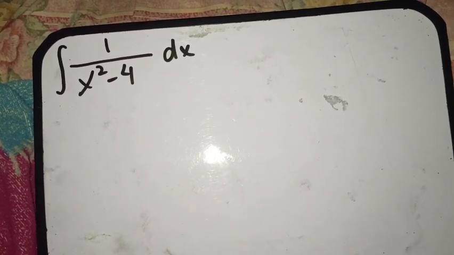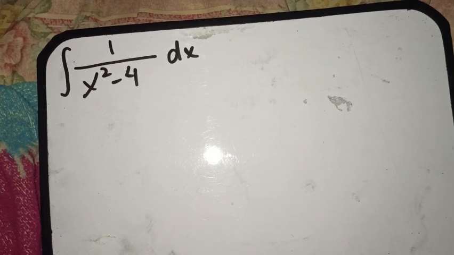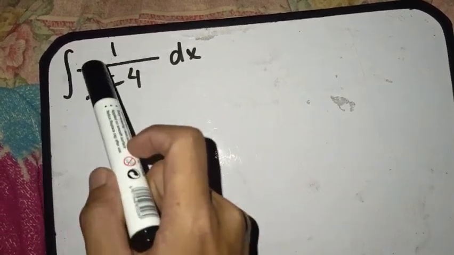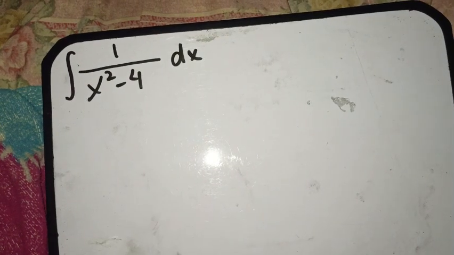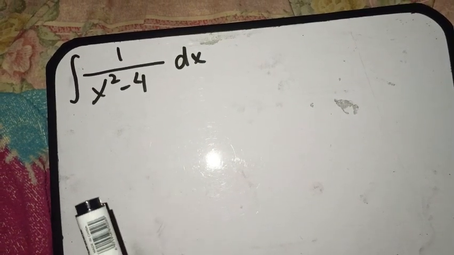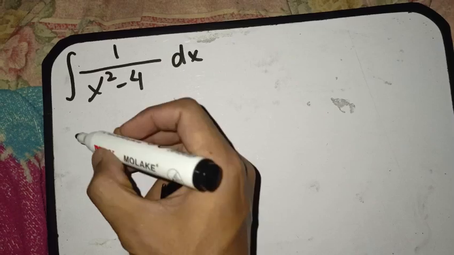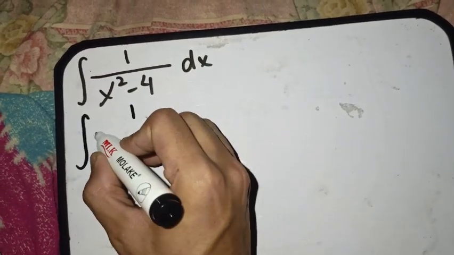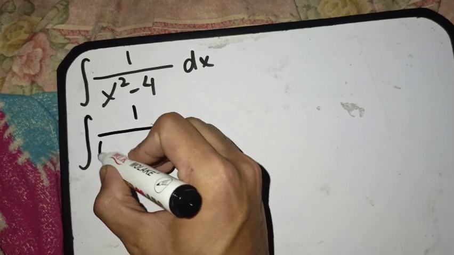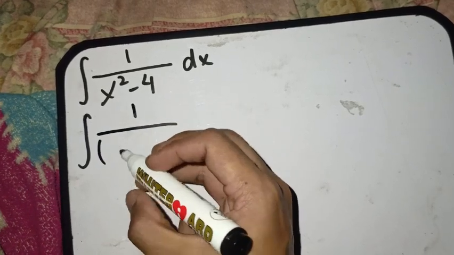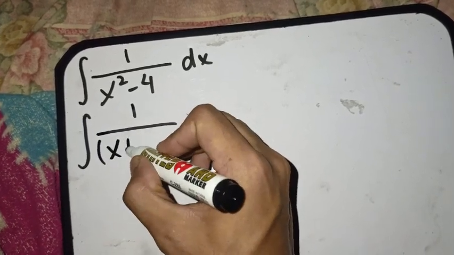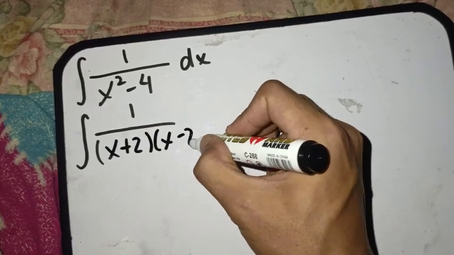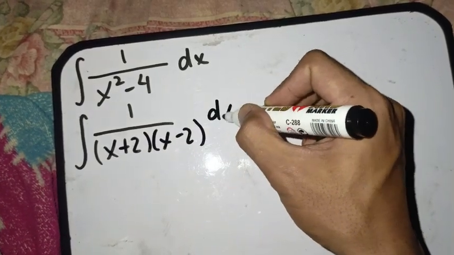First, we have here a difference of perfect squares in our denominator. So we're going to factor that out, which gives us 1 over, the factor of x squared minus 4, which is x plus 2 and x minus 2, dx.